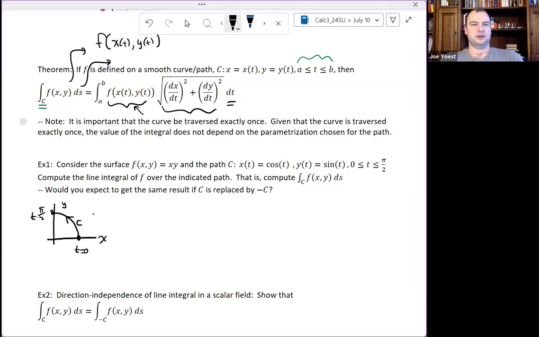I need to convert f into a function of t, and I also need to figure out what this little arc length factor here is. Well, let's figure out the arc length factor first. So we need root x prime squared plus y prime squared. I'm just writing these x's and y's with primes because it's clear that they're functions of t, and that's the only thing that we can really mean here.